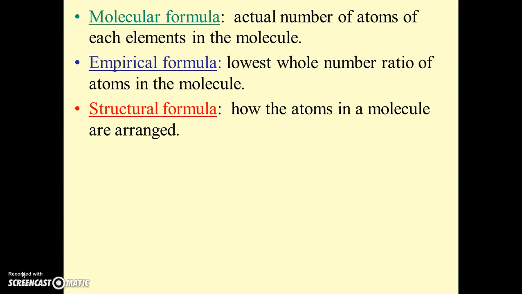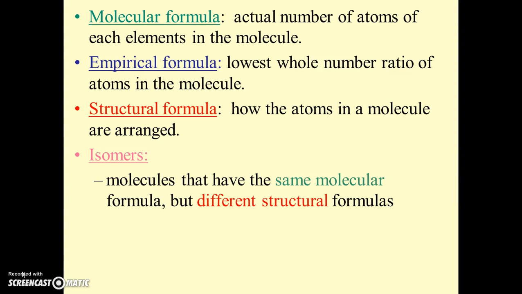So let's look at glucose, for example. The molecular formula of glucose is C6H12O6. That's telling you the number of atoms of those elements in that molecule. There's 6 atoms of carbon, 12 atoms of hydrogen, and 6 atoms of oxygen. The empirical formula for that would be CH2O, the lowest whole number ratio. How those atoms are arranged, the structural formula, would be whether it's, for example, a straight chain or a ring structure. Okay.